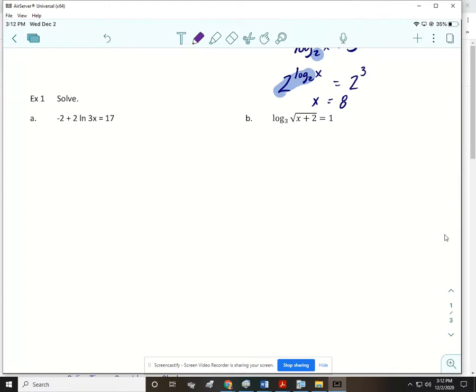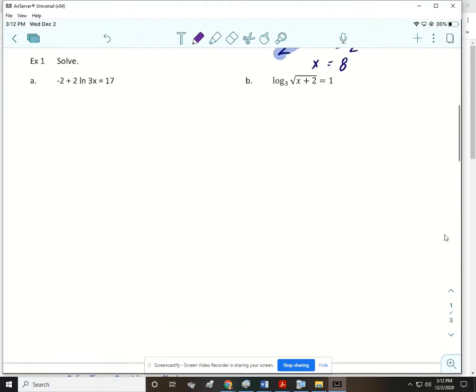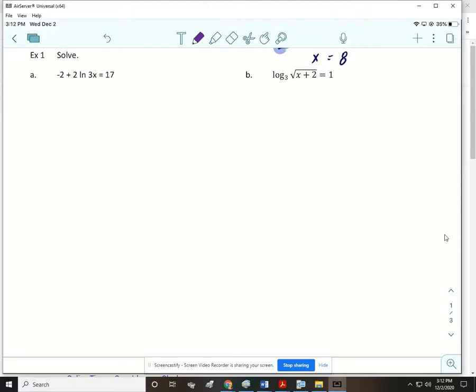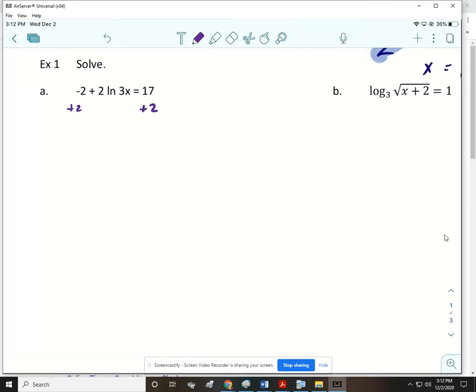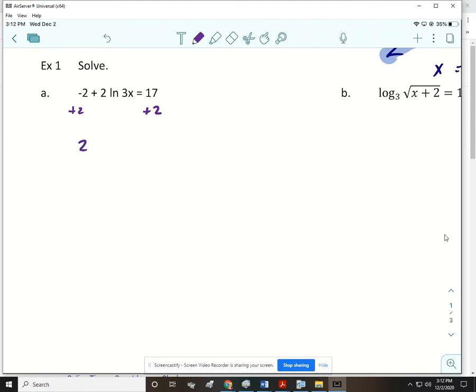The first thing we want to do is isolate our log, or solve for the log. On example 1, we would add the 2 to both sides. Then the other 2 in the problem, we would divide by it. I'm just going to leave that as 19 over 2 because it doesn't go evenly. There's no reason to get a decimal.